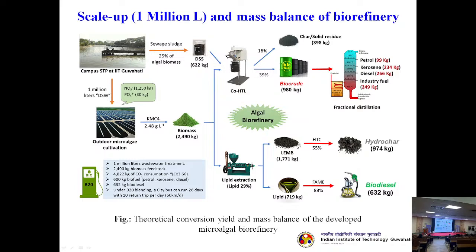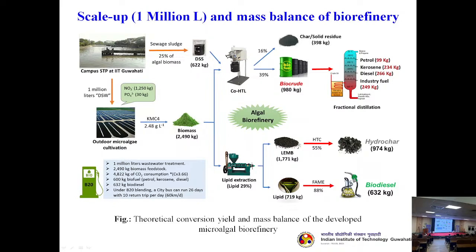When you go to the algae biorefinery part, we use the wet biomass and go on for the co-processing with 622 kilograms of sludge, and we get 980 kilograms of crude. And you see the cuts. This I wanted to tell you. 99 kilograms of petrol, 234 kilograms of kerosene, 250 something, I am not able to see properly here, diesel, and the industry fuel is the last bottom product. Okay.